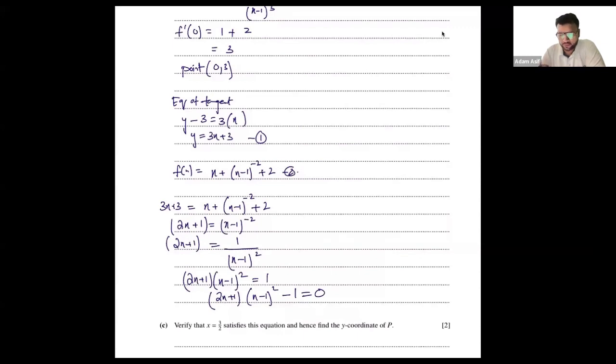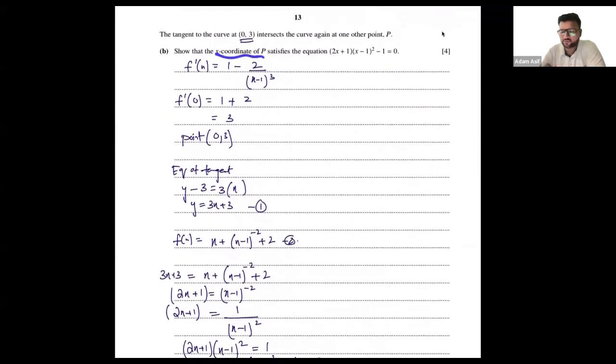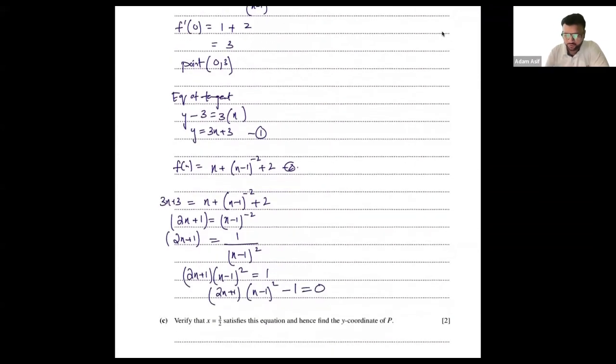Let's see the next part. In the first part, we just have to show that the x coordinate of P is satisfied by this equation. And for the x coordinate, we are going to equate the equation of the curve and the equation of the tangent line, which we did over here. And we solved it, we simplified it and showed this equation which we were asked to find.